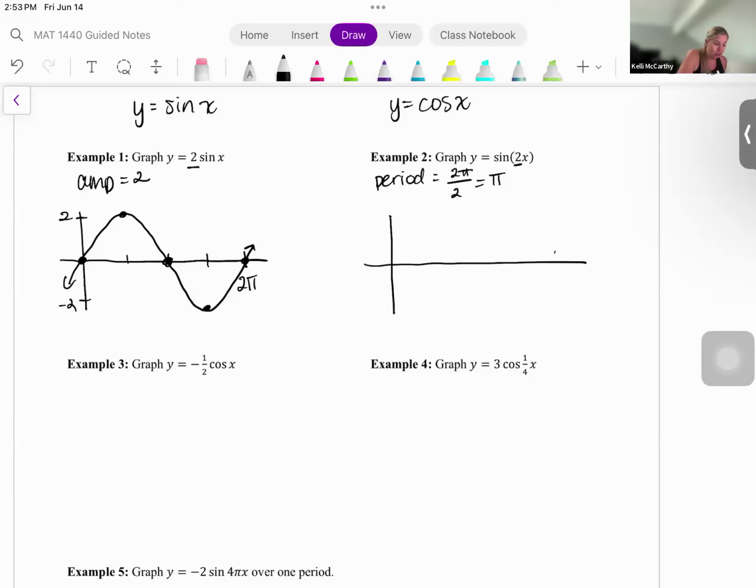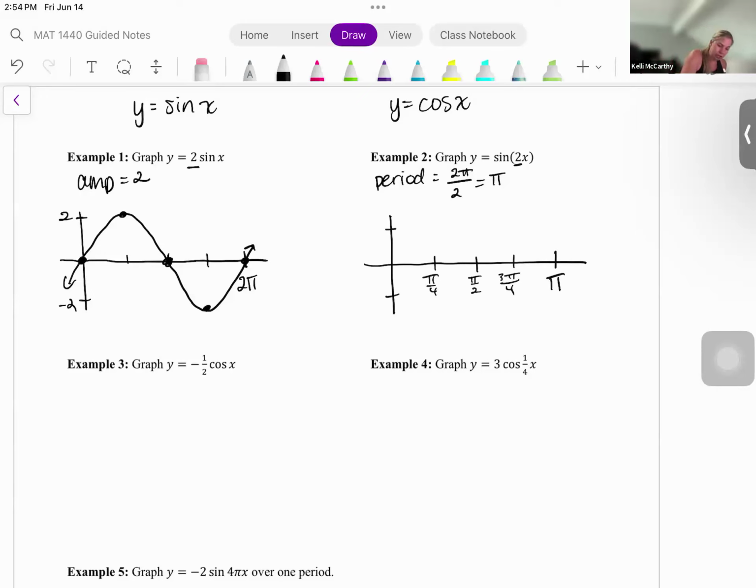So now, just like I did before, I'm going to mark off the end of my period, and now it's at pi, and divide into 4 equal sections. Now, in that last example, because we maintained that same period, those segments in between those 4 equal sections were broken up by pi over 2. Now, since our period is pi, this would be pi over 4, this would be pi over 2, this would be 3 pi over 4, and then pi.